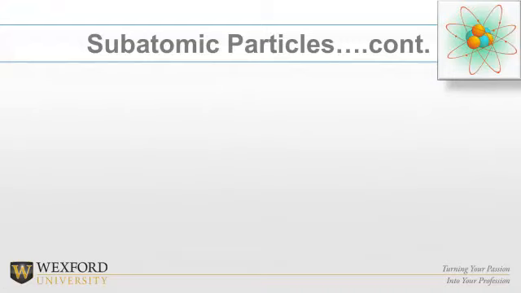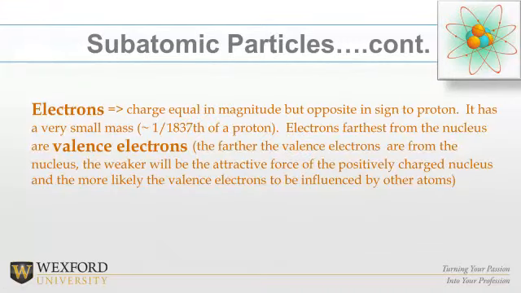Okay? And now here we get to those electrons. So electrons have a charge equal in magnitude but opposite in sign. So electrons are negative. However, unlike protons and neutrons, they have a very small mass, approximately 1/1837th of a proton. Much, much smaller. All right? So they're much, much smaller, but they're equal in magnitude, opposite in charge. So once again, we call these negatives.